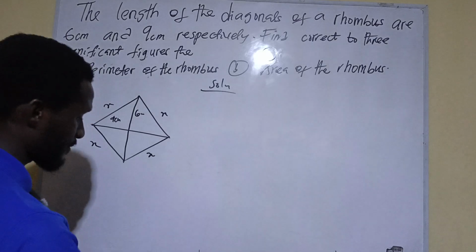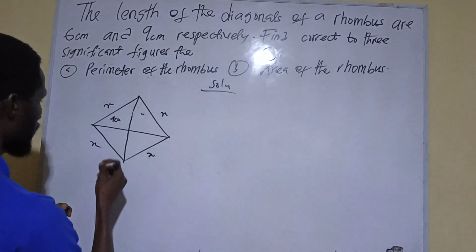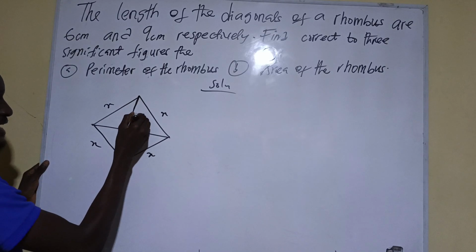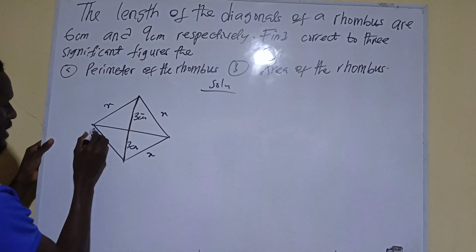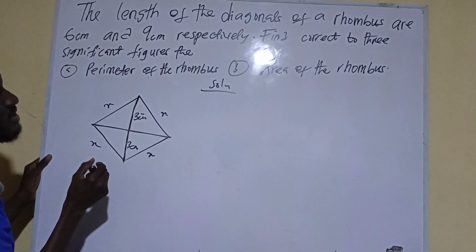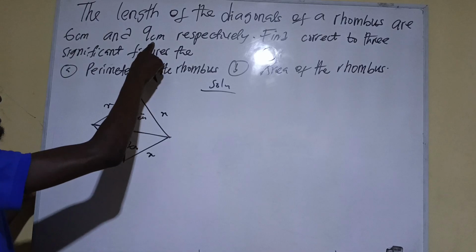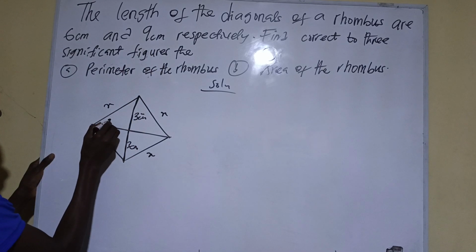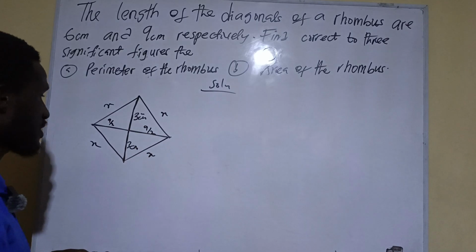Now don't forget that they meet at a particular point. If this one is 6 centimeters, then this side will be 3 centimeters. 6 divided by 2 is 3. If this one is 9 centimeters, then here is supposed to be 9 divided by 2 centimeters. You get it?